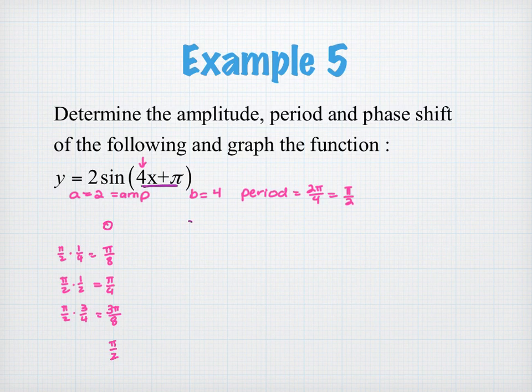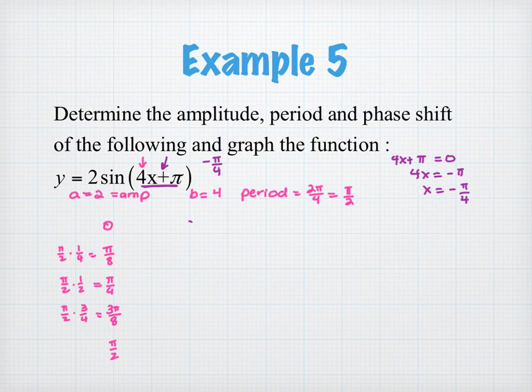That negative C over B means negative pi over 4, or just take that 4x plus pi, set it equal to 0, and solve for x, and I get the same thing, negative pi over 4. So this is going to shift my entire curve left pi over 4. Again, it's left because this is positive.